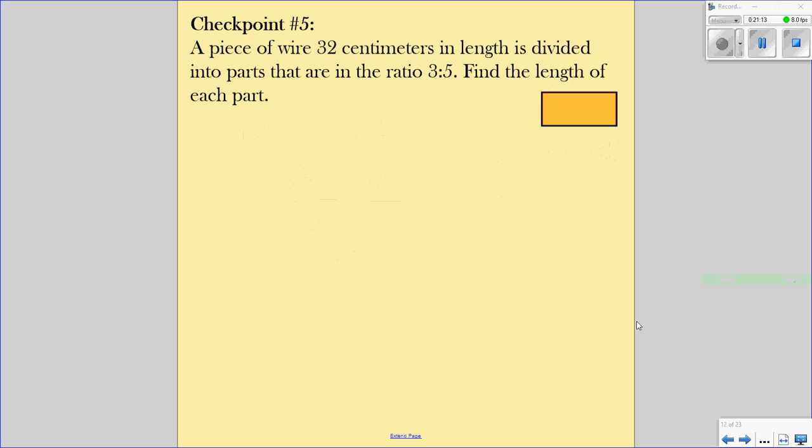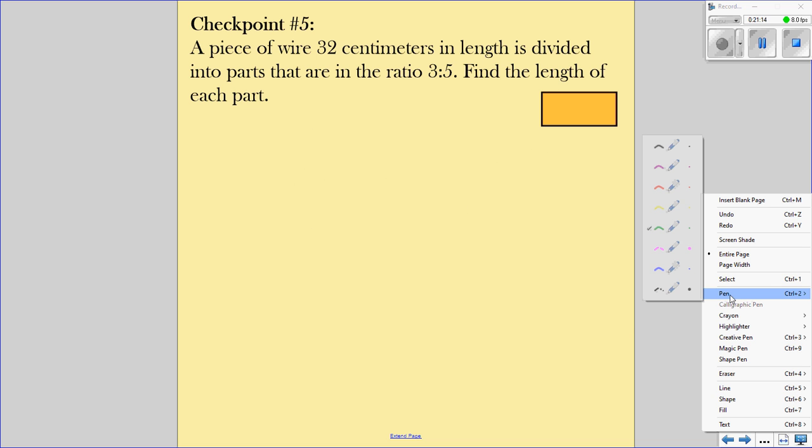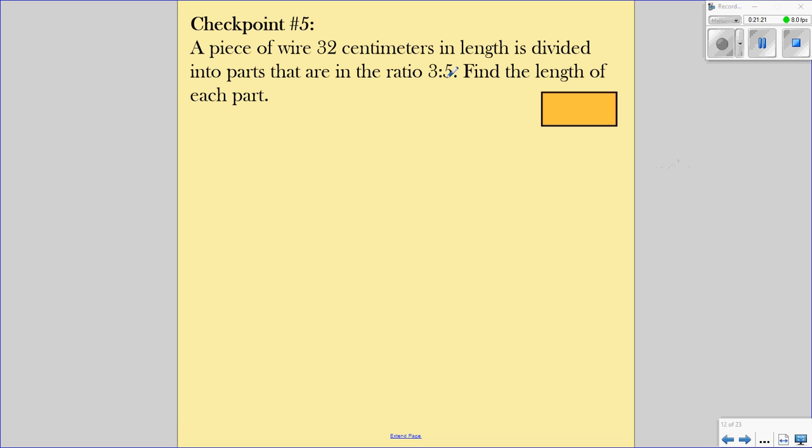Okay, so the next one: a piece of wire is 32 centimeters in length and is divided into parts that are in a ratio of 3 to 5. Find the length of each part. So you have a piece of wire, total is 32, and it's divided 3 to 5.